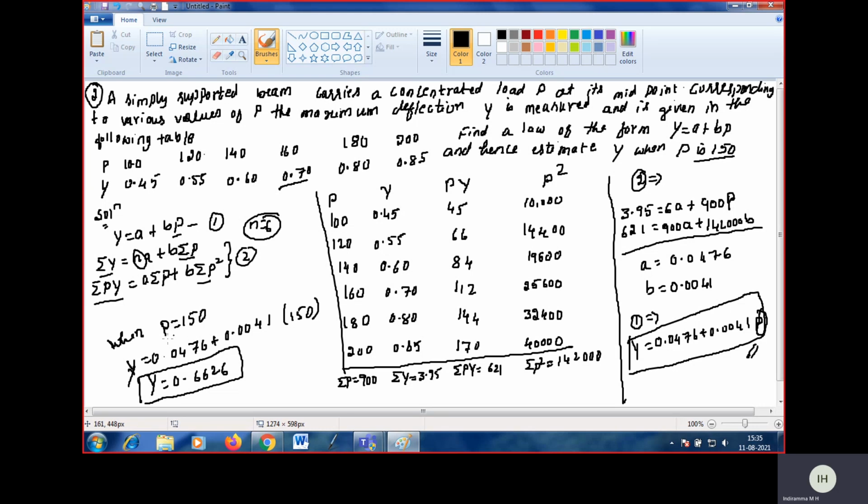So this is the way we can construct the best fitting straight line for the given data. I think all of you have understood the curve fitting of the straight line. The remaining problems we will discuss in the next class.